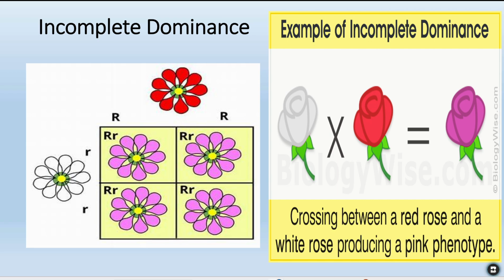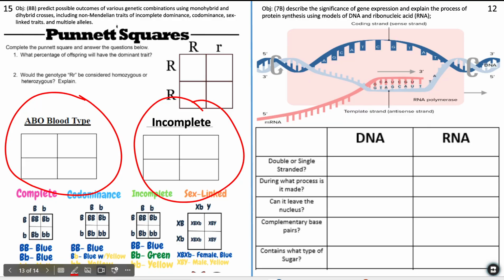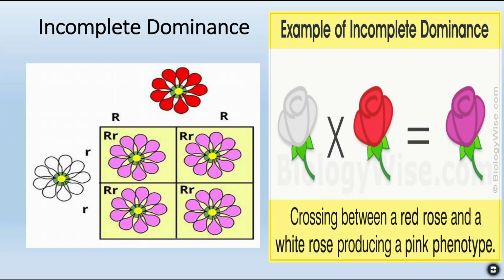All right, now for incomplete dominance. We are going to be doing this box now. Incomplete dominance is where one dominant allele does not fully take over the recessive. There is a mix of traits.